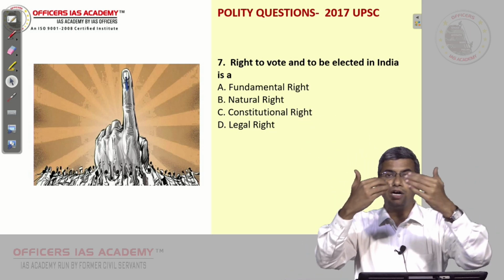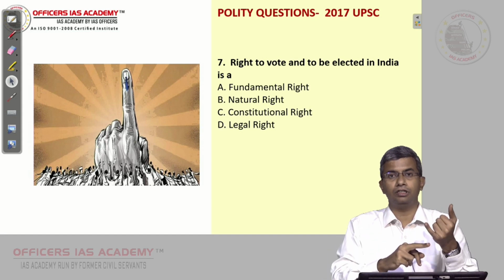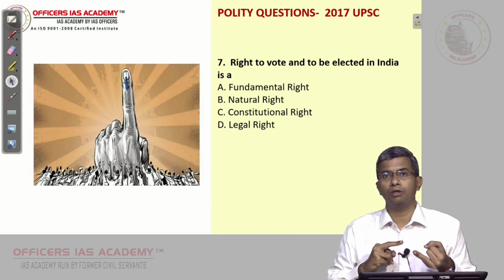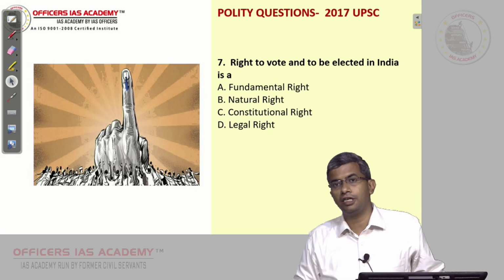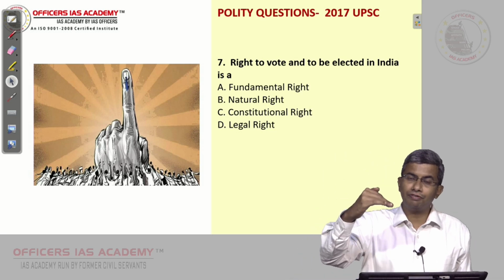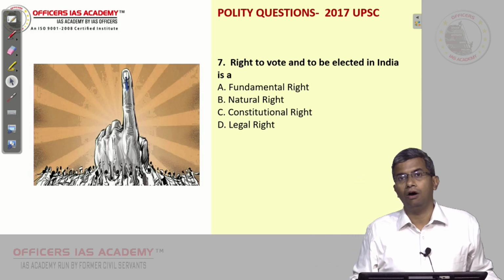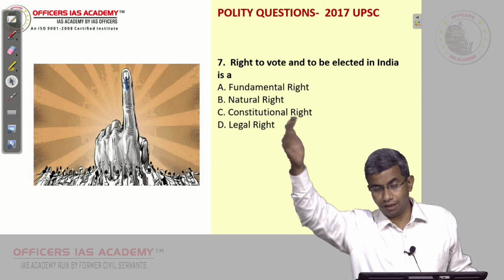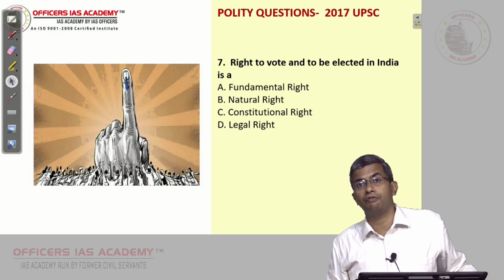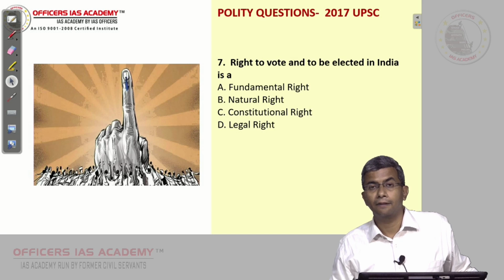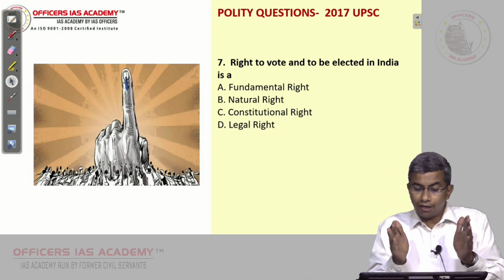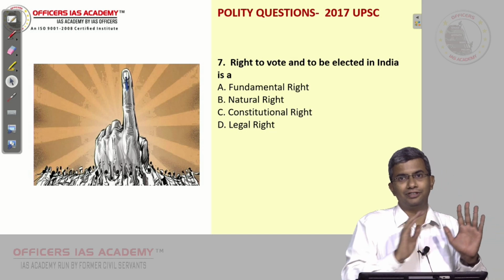And similarly, what is the qualification for contesting in an election? You are a citizen, you should be about 25 years of age for Lok Sabha or MLA and 30 years of age for Rajya Sabha or MLC, and such other qualification as may be prescribed by a law. And that qualification is provided in the Representation of People Act 1951, which says that you should be an elector to be a contestant. Qualification for being a member. So fundamentally these are constitutional rights.